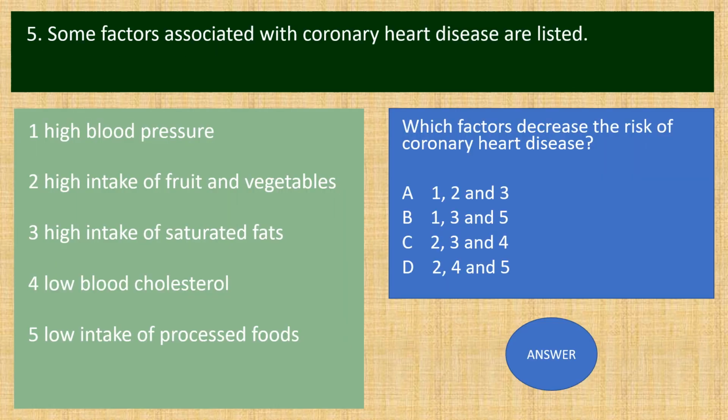The last question in this series is question number 5. Some factors associated with coronary heart disease are listed. Number 1, high blood pressure. Number 2, high intake of fruit and vegetables. Number 3, high intake of saturated fats. Number 4, low blood cholesterol. And number 5, low intake of processed food. Which factor decreases the risk of coronary heart disease?